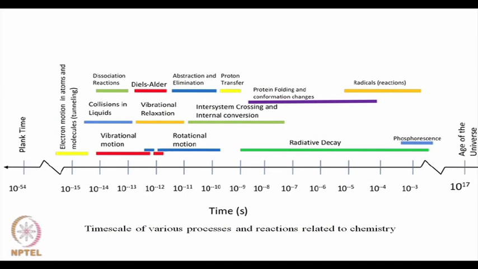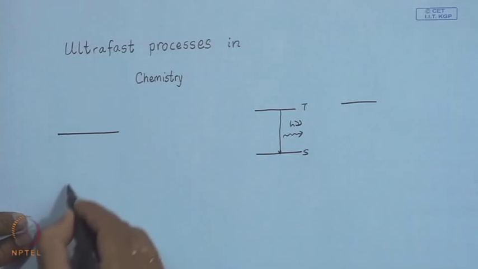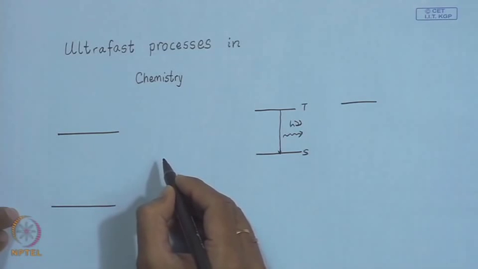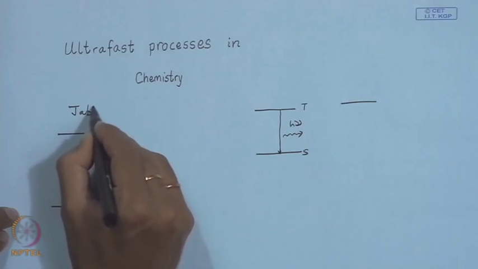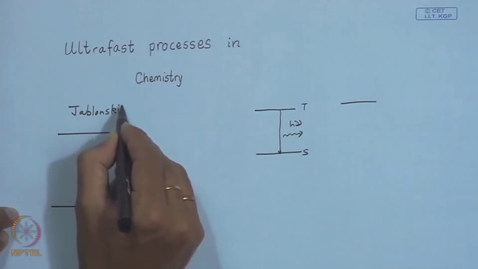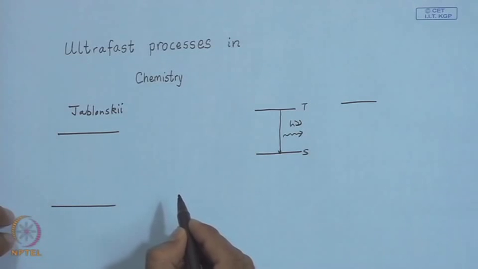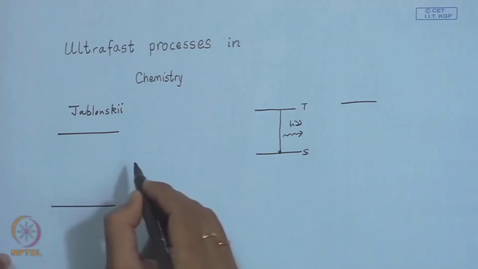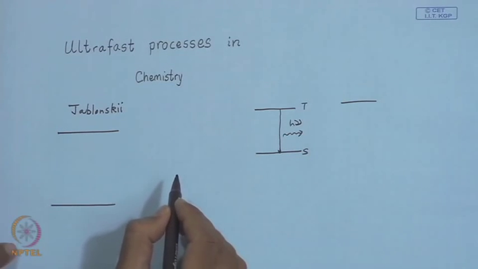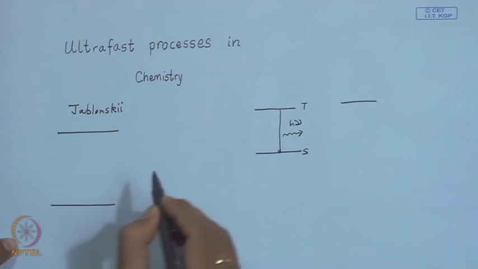Next, look at inter-system crossing and internal conversion. It also encompasses a huge range, maybe minus 11 to a little more than minus 8, or a little less than minus 7. So, in between minus 11 and minus 7. Inter-system crossing is basically, if you think of the Jablonski diagram, which is well known in photochemistry, which represents a composite form where all the probable processes can be integrated in a single description.